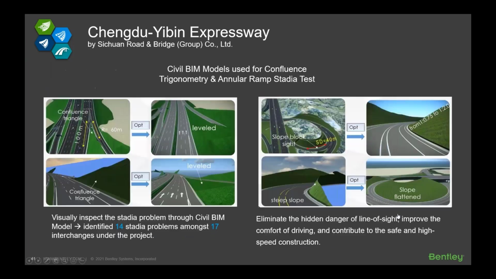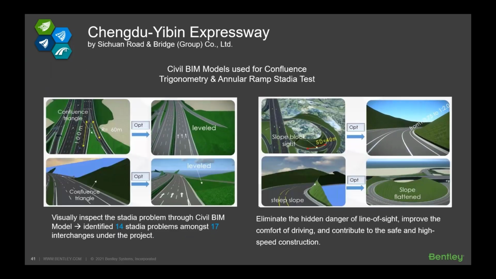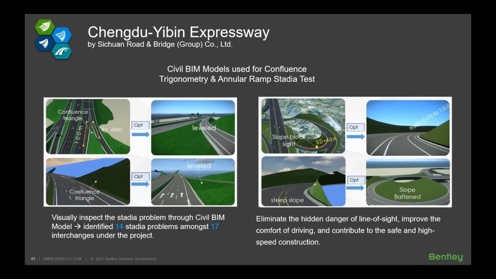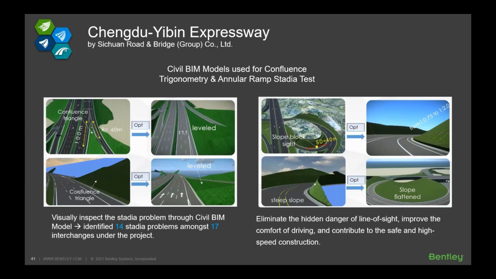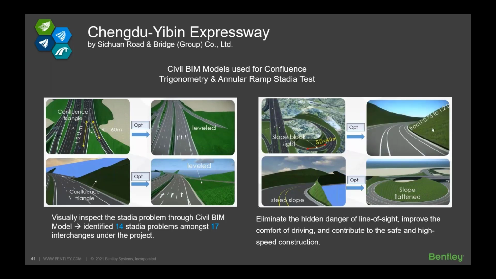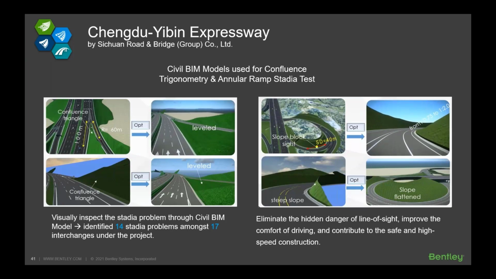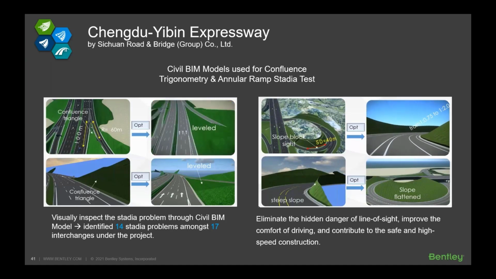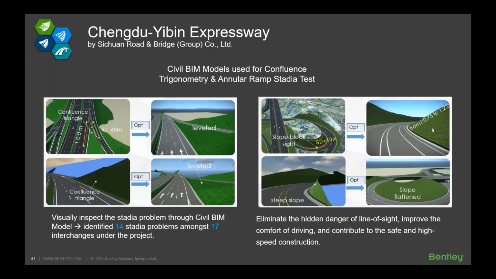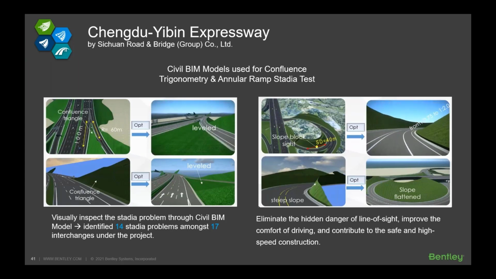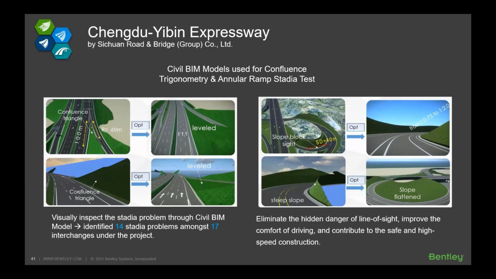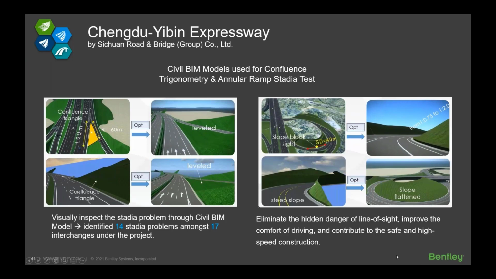With OpenRoads Designer, they were also able to do some confluence trigonometry and ramp stadia tests, allowing them to use visual inspection of the BIM model itself to identify problematic areas and minimize the accidents that might happen when driving along that particular road. Then on the right side, they used the line of sight tool inside ORD to improve the comfort of driving and contribute to the safe and high-speed construction of the expressway.